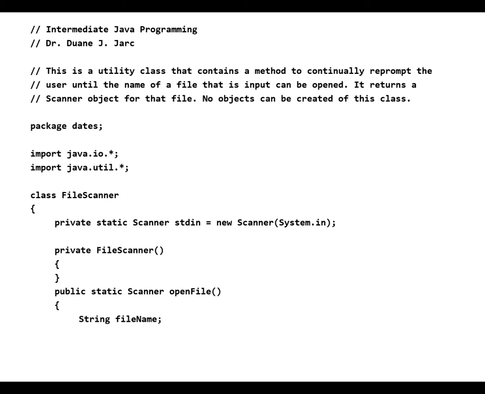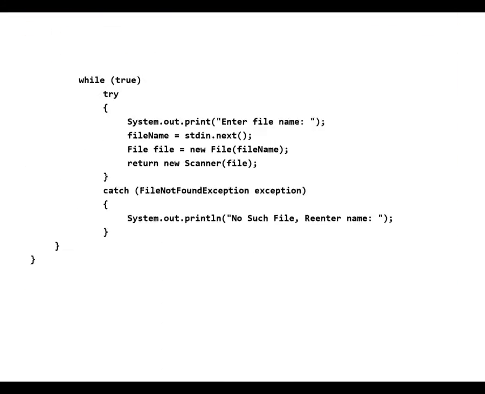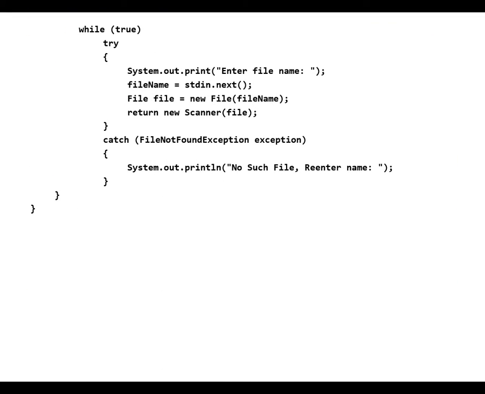The FileScanner class is an example of a utility class, similar to the Math class, meaning it contains no instance variables or methods. It contains only a class method. Notice that its default constructor is private, which prevents any objects from being instantiated. Let's scroll down so we can examine the bulk of the openFile method. It prompts the user for a file name and attempts to open the file. If the file opens, it creates a Scanner object for the file and returns it. Otherwise, it catches the FileNotFoundException and reprompts the user for a different name.